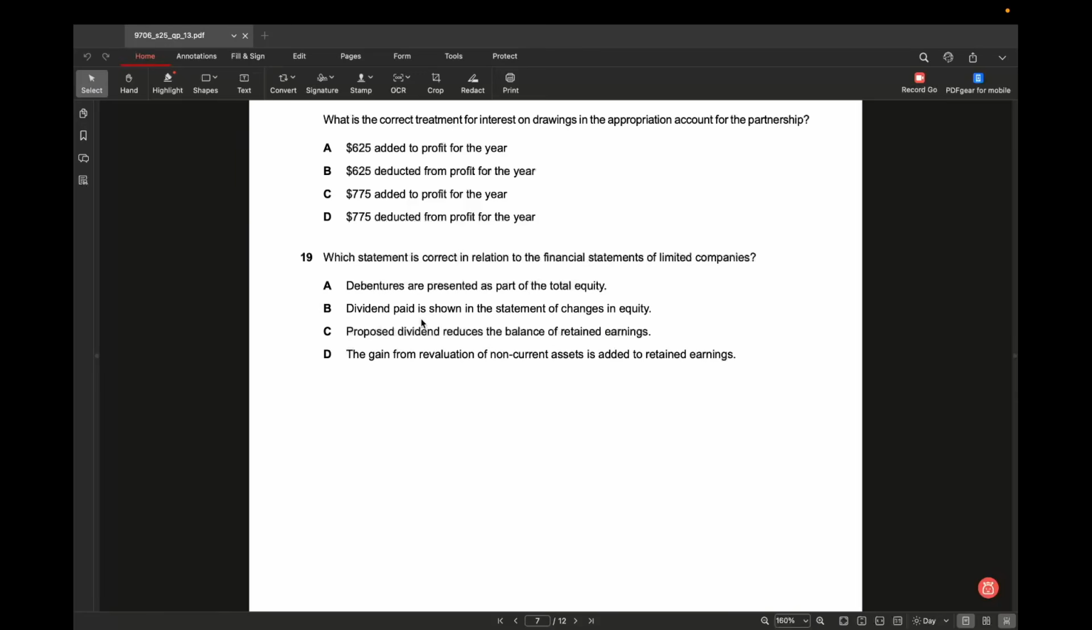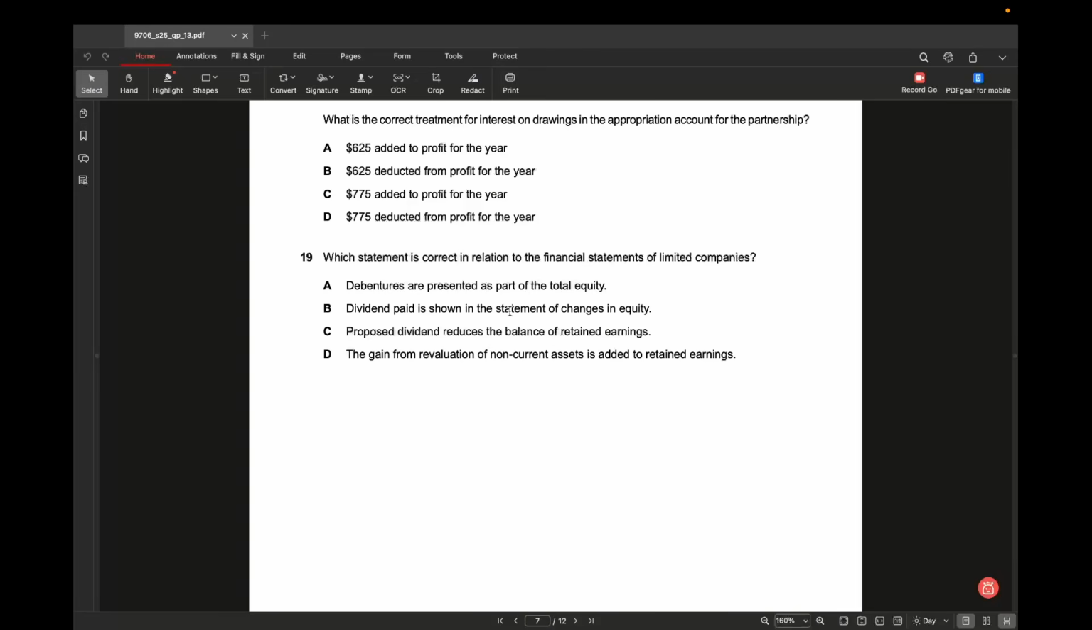B, dividend paid is shown in the statement of changes in equity. So when we prepare the statement of changes in equity, we will write down dividend, and only dividend paid. Answer B is the correct answer. But let's look at C and D as well.